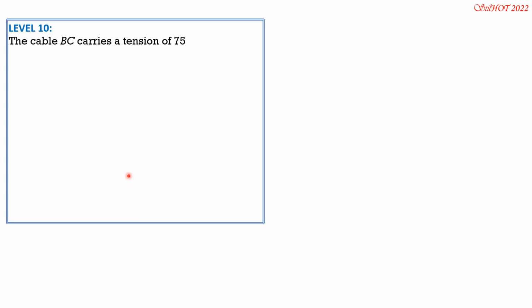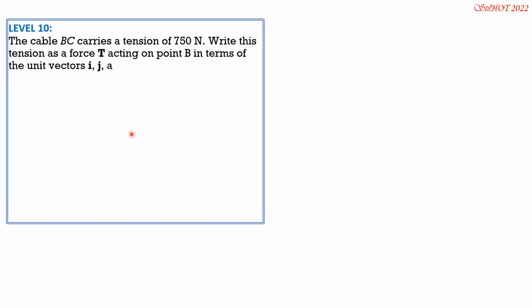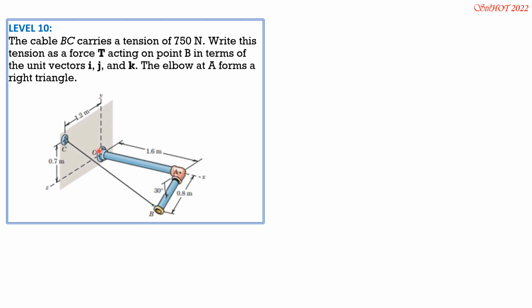Level 10 problem. The cable BC carries a tension of 750 newtons. Write this tension as a force T in vector form acting on point B in terms of the unit vectors i, j, and k. The elbow at A forms a right triangle. So meaning OA, and in this direction, that's 90 degrees. So B is below the XZ plane, and therefore XB is still 1.6 because this is a right angle. So XB is 1.6 meter.